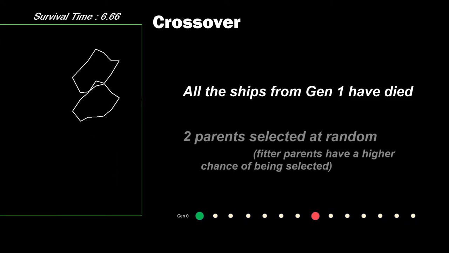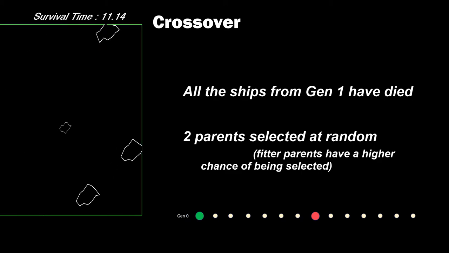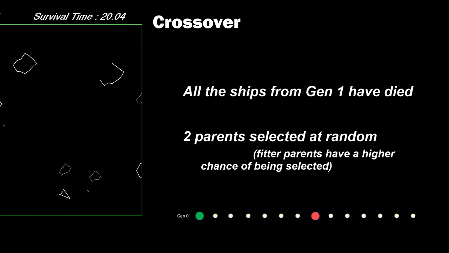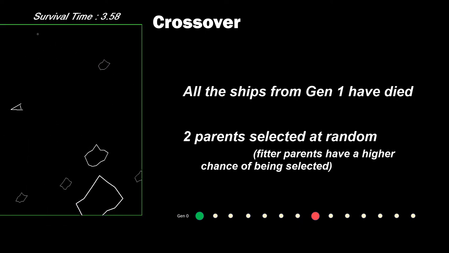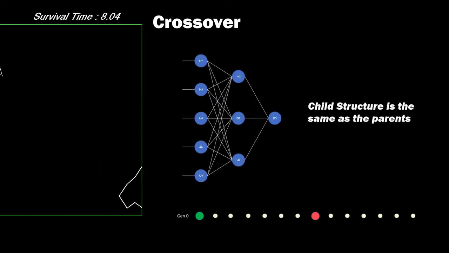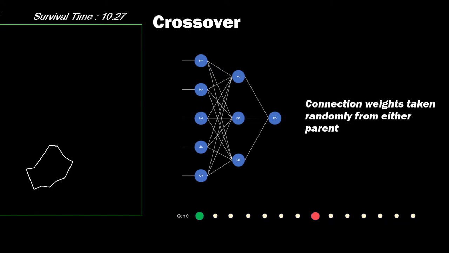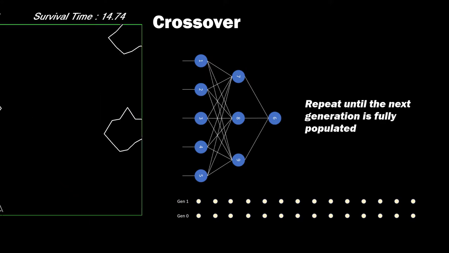And all this simply means is that 2 ships are chosen at random to be the parents of a member of the next generation. Parent selection is done at random, but the chance of being chosen as a parent is directly proportional to a ship's final fitness value, with more fit ships much more likely to be chosen. But in theory, any ship can be a parent. I use what's known as a roulette wheel selection for this. The child structure is going to be exactly the same as the parents, of course, but the weights of the connections are assigned randomly from either parent, and this process is repeated until the next generation is fully populated.